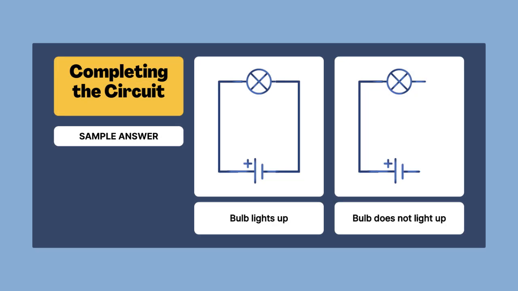Now, let's look at what happens when we complete the circuit. First, if the circuit isn't complete, the bulb does not light up. This is because electricity can't flow through an open pathway. But once we close the circuit, allowing the current to flow freely, the bulb lights up. This demonstrates the importance of a complete circuit for electrical devices to work properly. It's a simple yet fundamental concept that ties into the overall idea of how electrical circuits operate and power our devices.